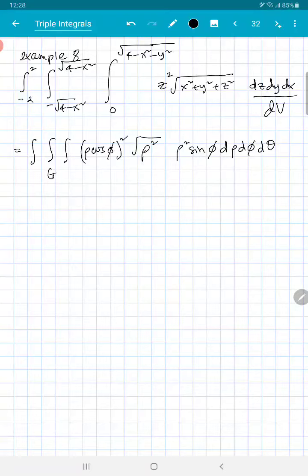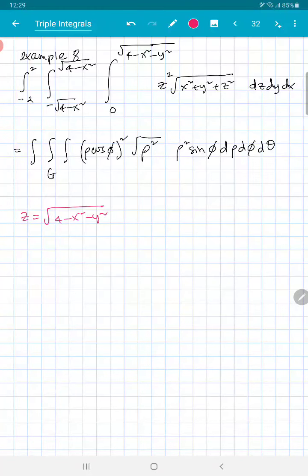Now we're going to figure out our solid G. And to sketch our solid G, we just need to get the limits for x, y, and z. The inner integration is with respect to z, which means that negative square root of 4 minus x squared minus y squared and z equals 0 are the limits for z. Let's write those two equations down. The upper limit for z is z equals square root of 4 minus x squared minus y squared.